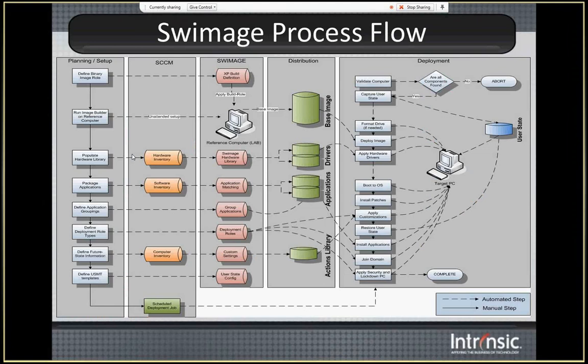Okay, Swimage has a process flow in which we do the planning and setup, which is the simple main components, integrates to SCCM for hardware inventory, software inventory, computer inventory, and actually kicking off the deployment. Swimage has all the intelligence around what gets deployed, how it gets deployed, and it does the assembly. Distribution is handled through SCCM, so we don't have to have a parallel infrastructure. So all the heavy lifting is still handled by SCCM. The deployment itself takes place fully automated. All the intelligence is run through our Swimage conductor, which manages the entire process.